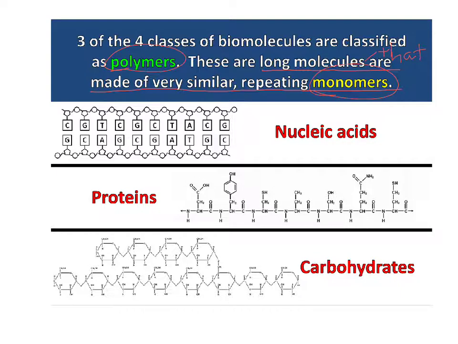So we've mentioned three classes of biomolecules are polymers. Those three classes are nucleic acids, proteins, and carbohydrates. The one that is not a polymer is lipids. We'll talk about that later. Okay, so at this point, you should have 3 of the answers filled into your notes.